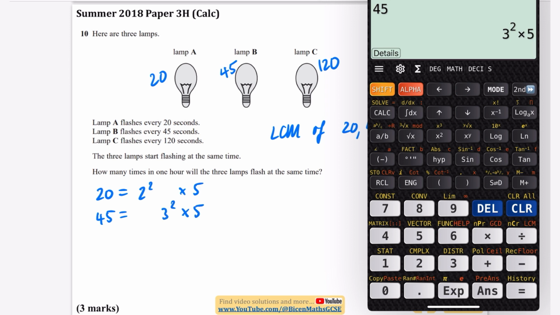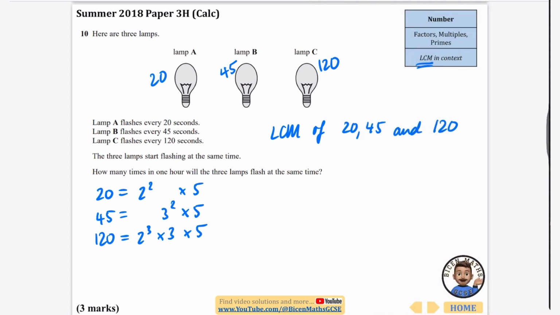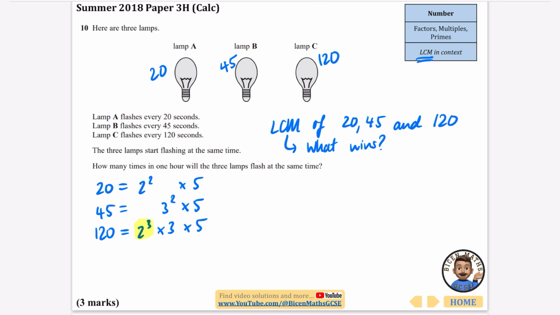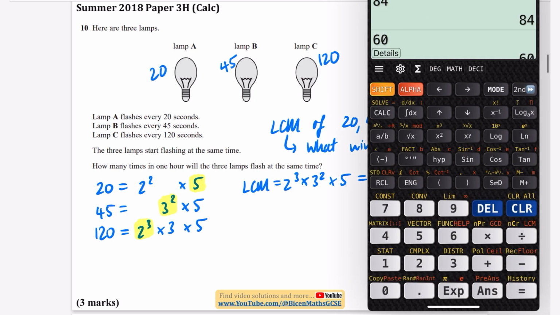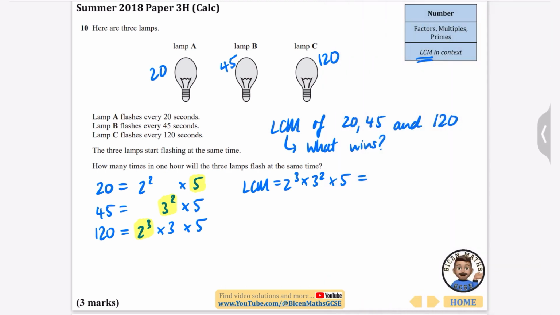Notice how I've put the 3 in its own position. And then 120, I'll press 120 equals shift fact. And it's 2 cubed times 3 times 5. So if we think about the lowest common multiple, that's our what wins. The ones I'm going to highlight would be, this is the one that would win, it's got the highest power. This is the one that would win, it's got the highest power, and any of the 5s would be correct here. So the lowest common multiple is 2 cubed times 3 squared times 5. So that is 2 cubed times 3 squared times 5 is 360.